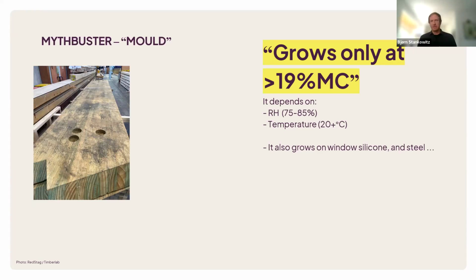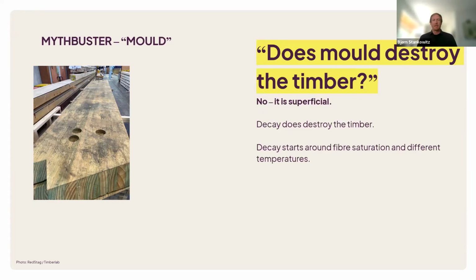And window sills or steel beams or silicon don't really have a moisture content. So why is the mold growing? Well, the mold is growing because it has an organic material to thrive on, to grow, and the environment has the correct conditions for it to grow. So it only happens that the mold is there and sits on the surface. But does mold destroy the timber? Well, no, it's superficial. Decay does.